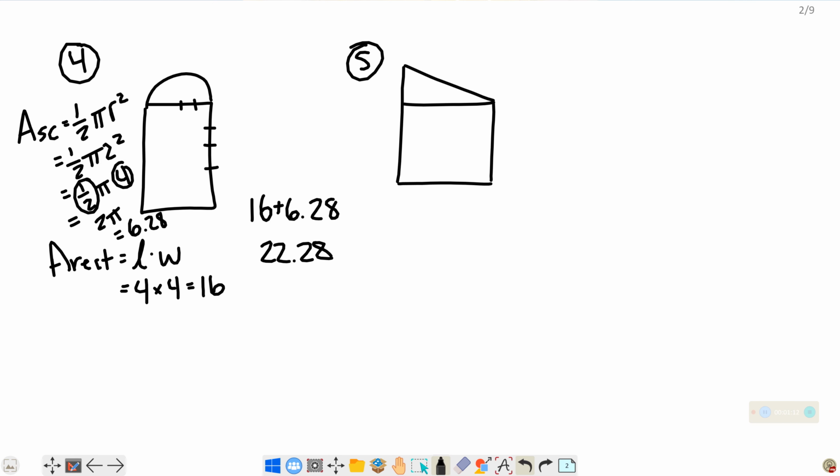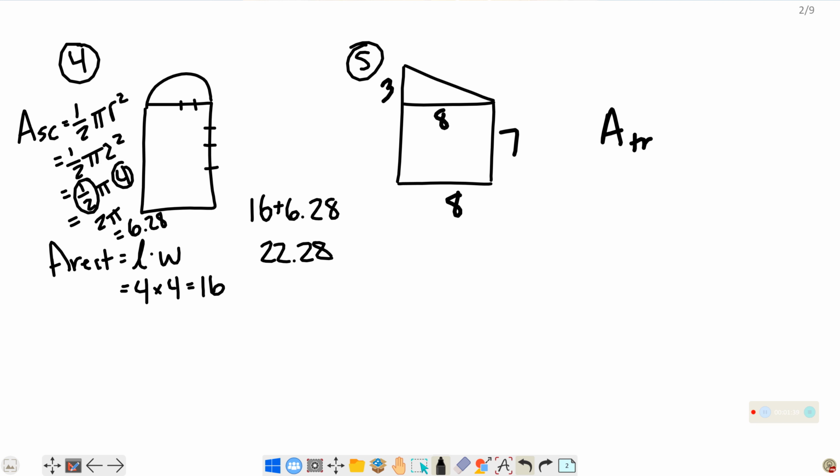In number 5, we have a trapezoid type shape, which we can cut into a rectangle and a triangle. The rectangle has a base that is 1, 2, 3, 4, 5, 6, 7, 8 wide, and 1, 2, 3, 4, 5, 6, 7 tall, which means my triangle is also 8 wide, but it's going to be 3 tall.